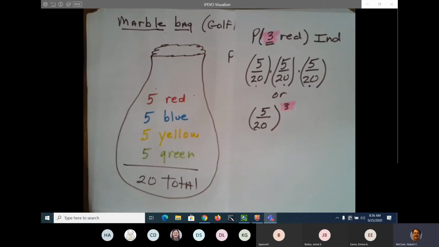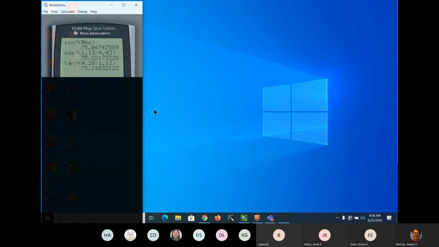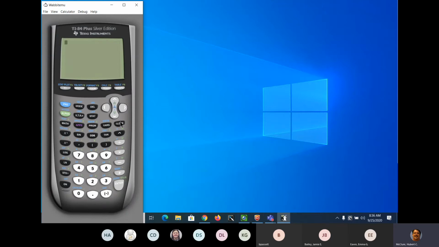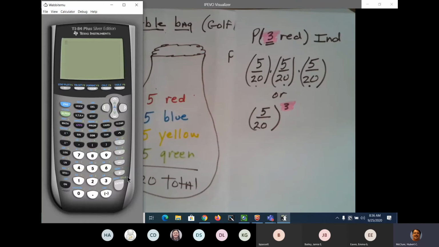There we go. All right, so how do you do this on your calculator? Pull out your calculator, and that's going to be parentheses. Now I'm going to do it the easy way. If you want to type in 5 over 20 times 5 over 20 times 5 over 20 with parentheses around each one, go ahead. I'm not going to do that. I'm going to do 5 divided by 20, close parentheses, raised to the 3rd power.